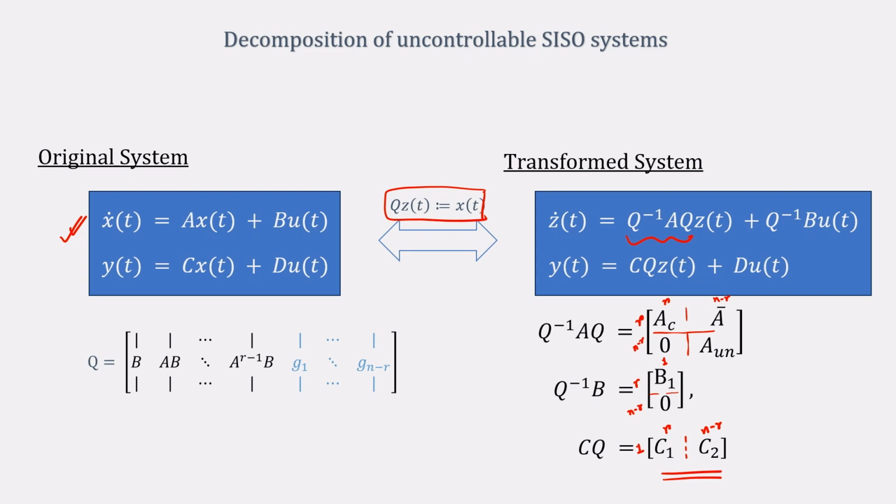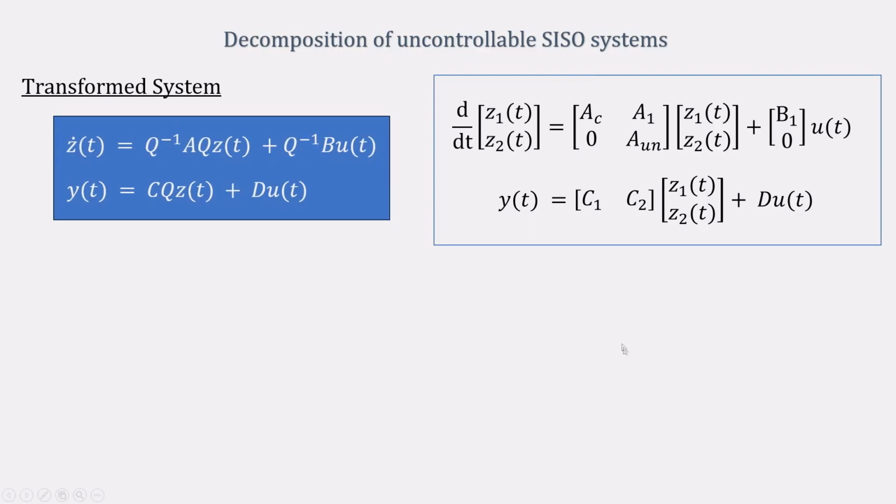Now, what does this reveal about the system? Let us look at the equations now. See, this same equation I can write down with the transformed states Z(t). I can divide them up into two parts, where Z(t) is equal to Z1 and Z2, and this is an n cross 1 vector, where this top part is r cross 1 and the bottom part is n minus r cross 1. Okay. So, here this is the differential equation after the transformation, and this is the output equation after the transformation.